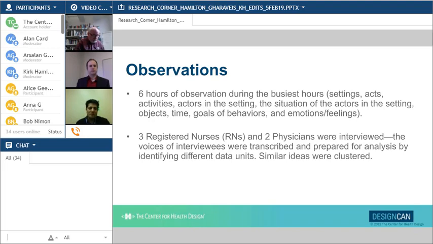According to the literature, according to Spradley 1980, which is based on naturalistic inquiry and the whole philosophy of qualitative research, which is based on knowing real-life experience, we had to focus on 9 different categories of observation. So we checked settings, activities, actors in the setting, the situation of the actors in the setting, objects, time, goals of behaviors, and emotions and feelings.